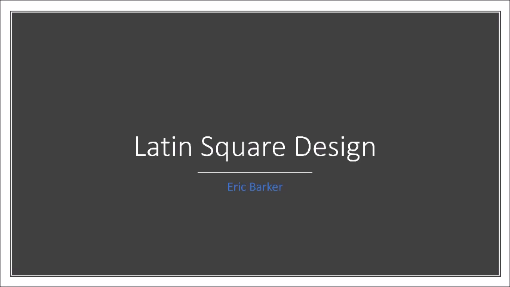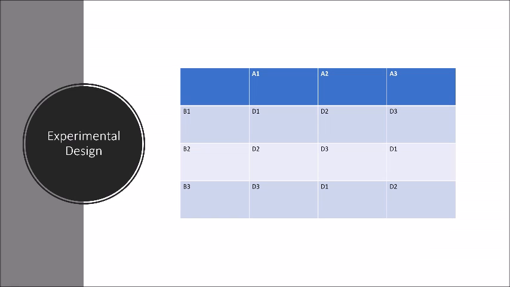In this video, I will be discussing Latin square design and how we can use it to design experiments with multiple variables. Latin square design allows you to test the effect of an independent variable on a dependent variable, as with any other experiment. However, it also factors for blocking variables.